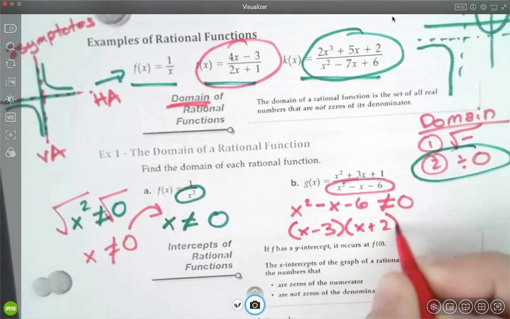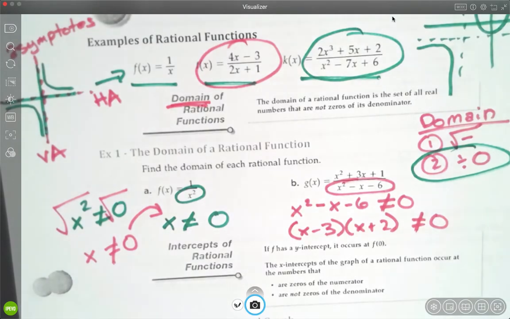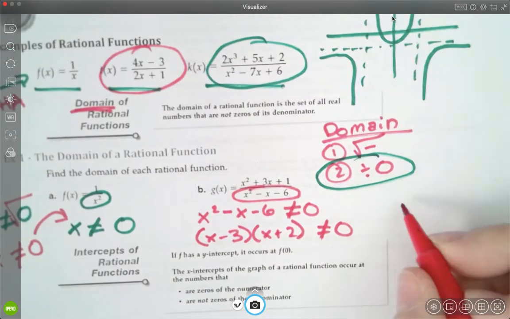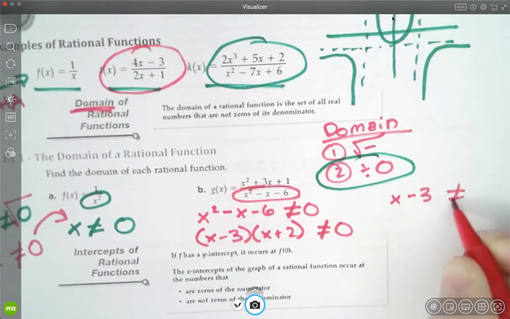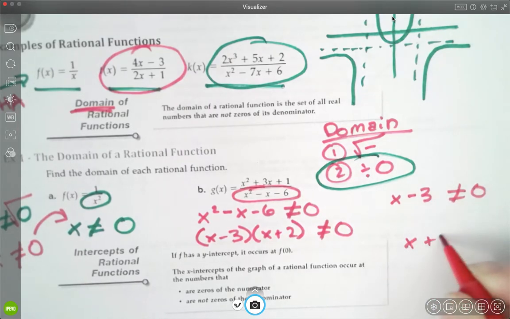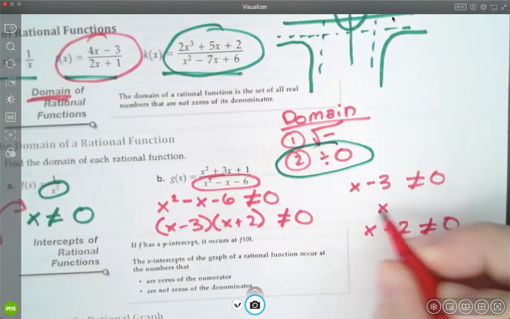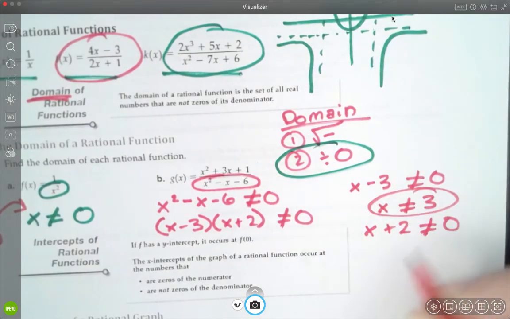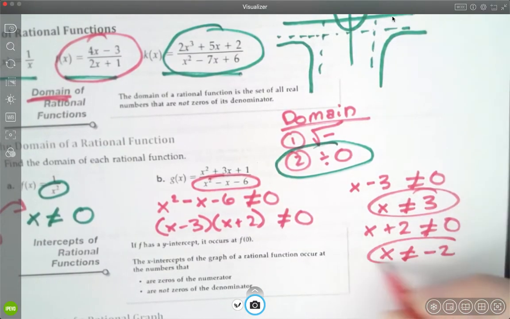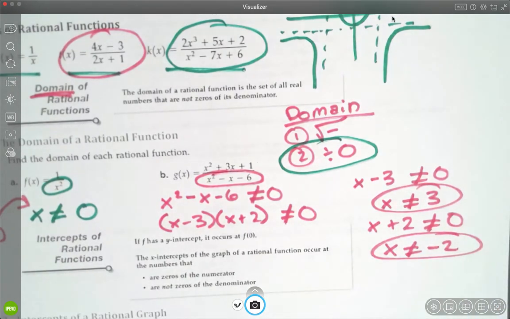So I know that those values cannot be equal to 0. So x minus 3 cannot be equal to 0. And x plus 2 cannot be equal to 0. So x cannot be positive 3, and x cannot be negative 2. Does that make sense? Okay? So that not equal symbol is basically like an equal sign. It's just not equal, right? All the algebra stays the same. You can still add, subtract on both sides, whatever. That's what he looks like.